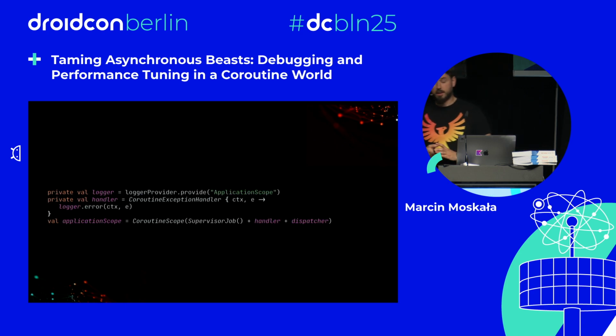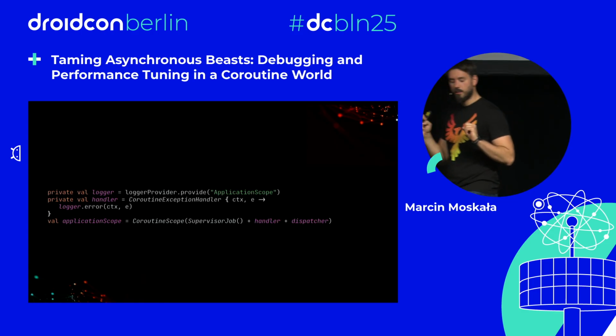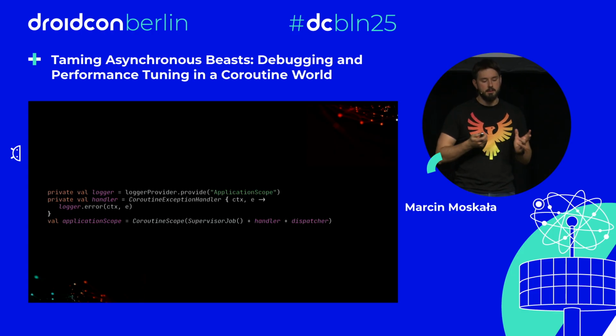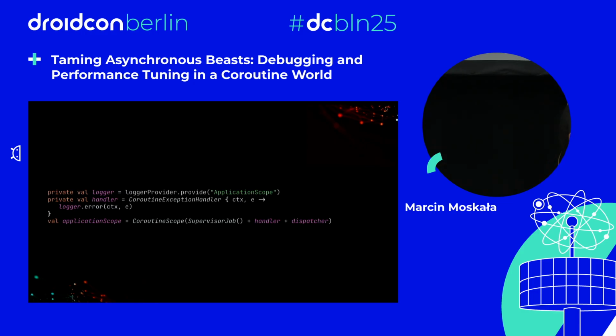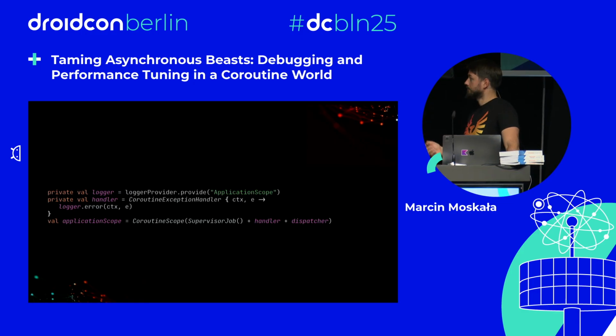What about application scope? We often define application scope for starting background tasks in our application. It can also have its own logger, and we also might want to have a coroutine exception handler if we do not want each exception to break our application.